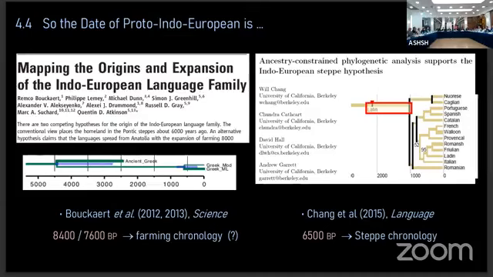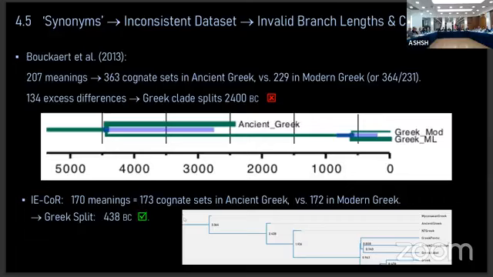If you do this, then the date of Proto-Indo-European is, well, Bouckaert et al. in 2012 did a paper in Science, and they said, well, it's about 8,400 years. And then they found a mistake in their data set and said, oh, actually, no, it's 7,600. And then Chang et al. took the same data set, did a different analysis slightly on the same data set, and said, no, it's 6,500 years. It's a steppe hypothesis after all. And I was tasked with looking into what happened here.